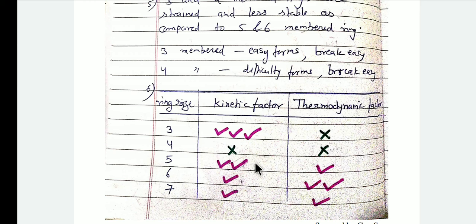In case of the 5-membered ring, it is formed easily and it is stable. It does not break very easily, so it is a stable ring. And the 6-membered ring forms easily and it is very much stable, because the 6-membered ring converts into its chair form. The chair form is the stable form, so the 6-membered ring is thermodynamically more stable. In case of the 7-membered ring, it is formed easily and it is stable.